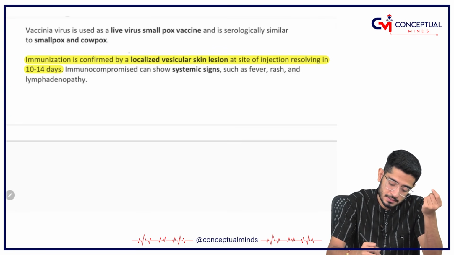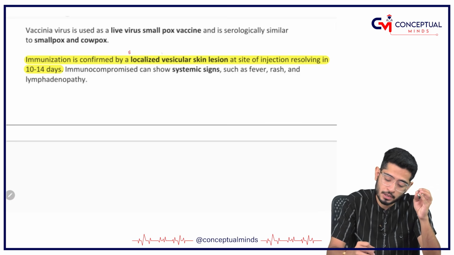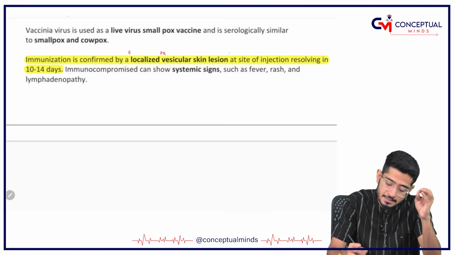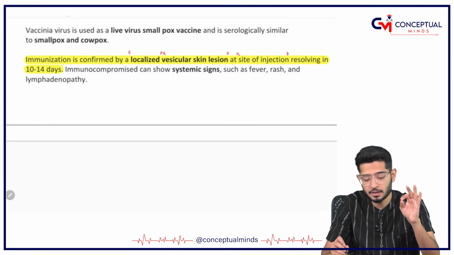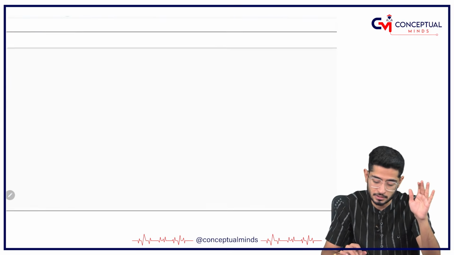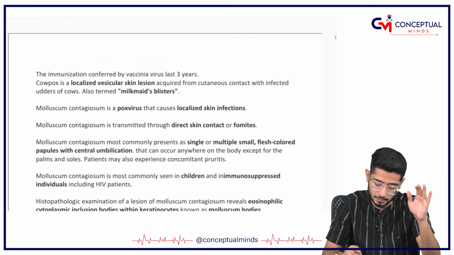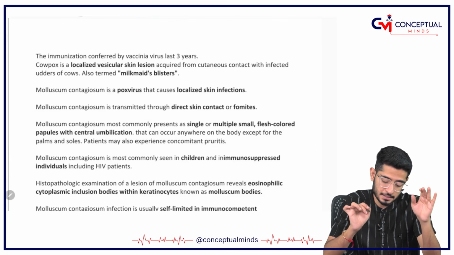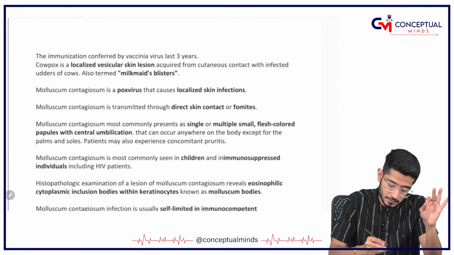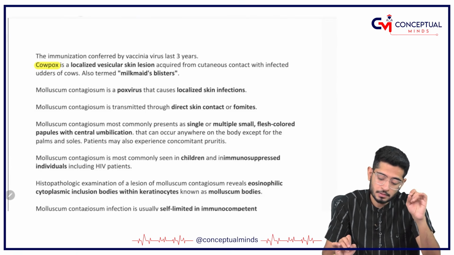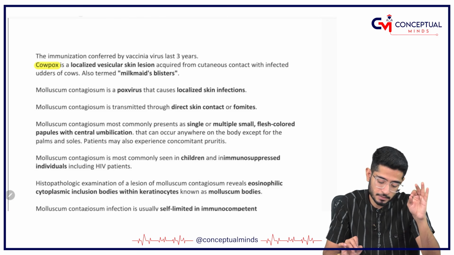Whenever immunization is given, there will be a localized vesicular skin lesion at the site of the injection. Vesicular skin lesion at the site of injection, that is going to occur. Now, very important thing is the cowpox. Now, cowpox is also important. Just this one line is very important.